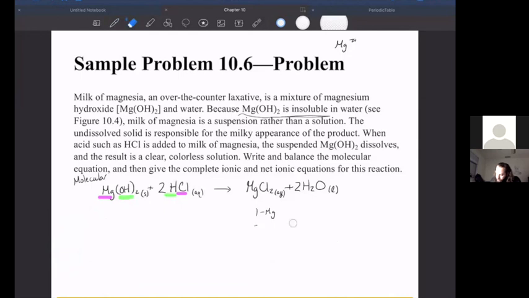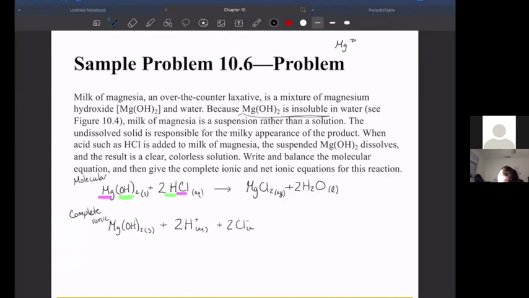Now, when I write my complete ionic equation, I'm going to break apart my aqueous compounds. I don't get to break up my magnesium hydroxide because it's a solid. So this stays Mg(OH)2 solid. But now I get to break up my aqueous hydrochloric acid. I need to make sure to carry that 2. So 2H plus aqueous plus 2Cl minus aqueous. Magnesium chloride is also aqueous, so Mg 2 plus aqueous plus 2Cl minus aqueous. Notice that this 2 comes out front when I make it to my net ionic.